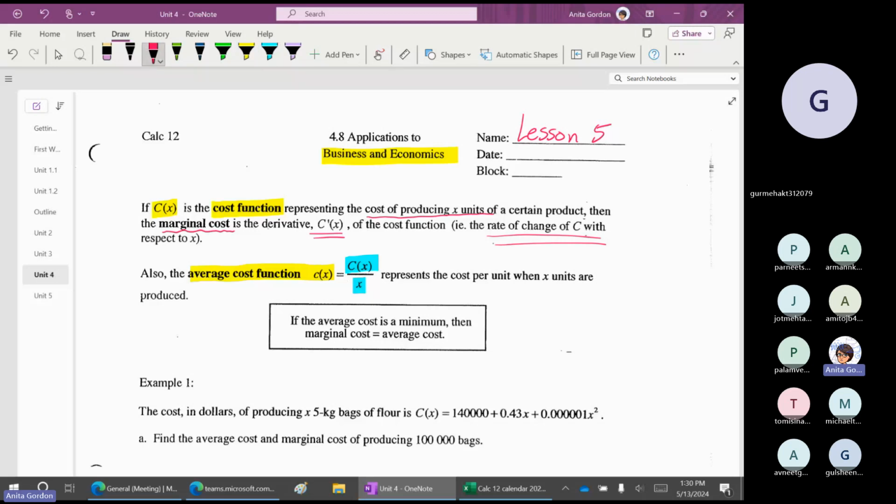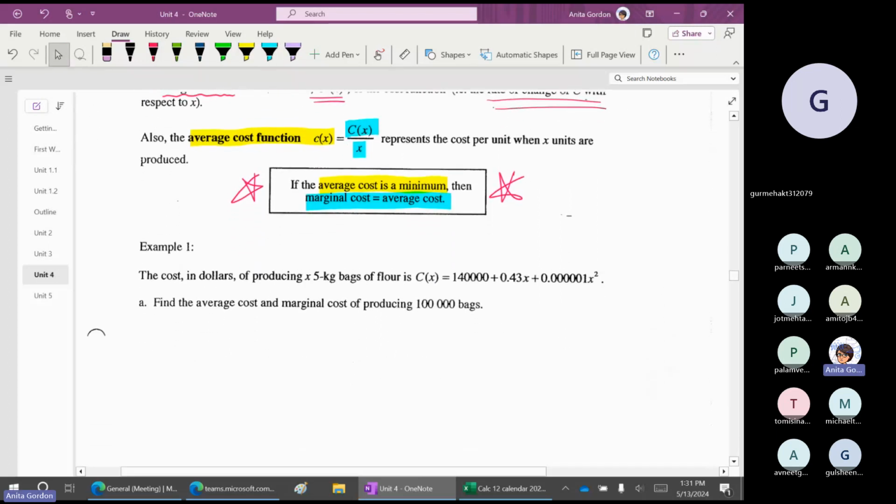Okay, so, important. If the average cost is a minimum, then the marginal cost is equal to the average cost. We're going to use this idea. If the average cost is a minimum, then its derivative will be equal to the average.